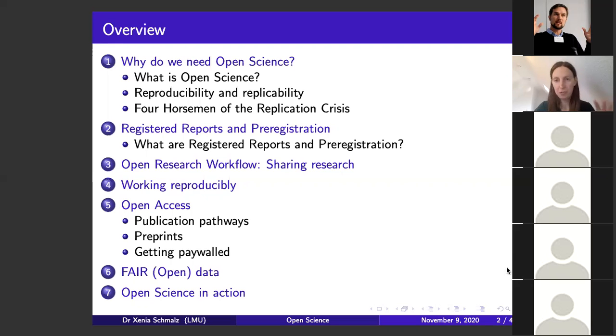I will swap the order of the slides in accordance with your preferences. However, I will actually start with the why do we need open science, because everything else that I say kind of builds on that.